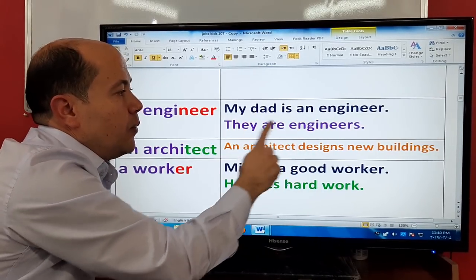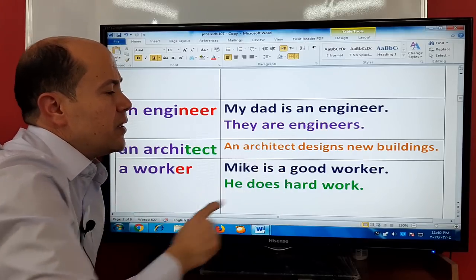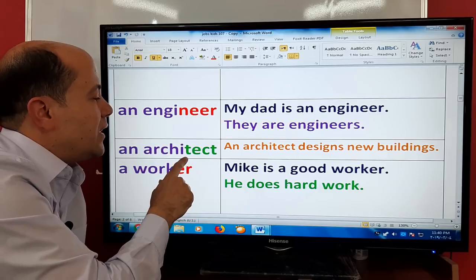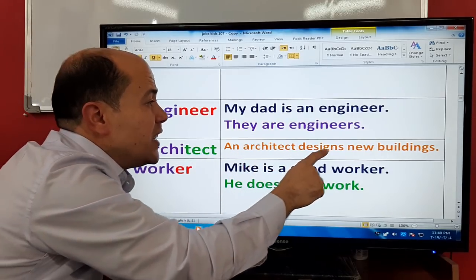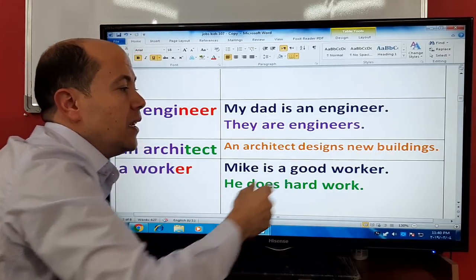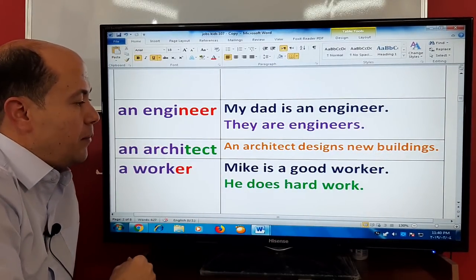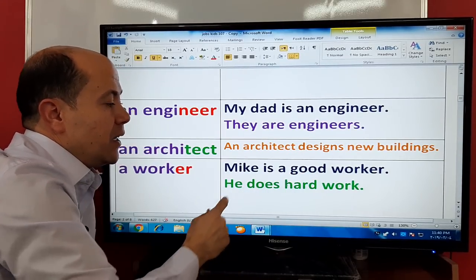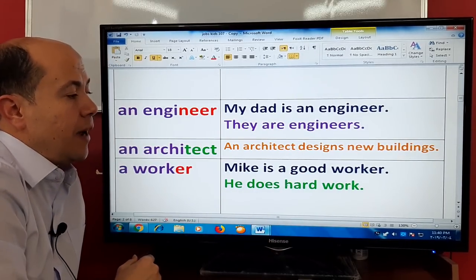والدي مهندس, هم مهندسين. They are engineers. Yes. An architect, architect, مهندس معماري. An architect designs new buildings, المهندس المعماري يصمم مباني جديدة. A worker, عامل. A worker, Mike is a good worker, مايك عامل جيد. He does hard work, هو يؤدي عمل شاق.